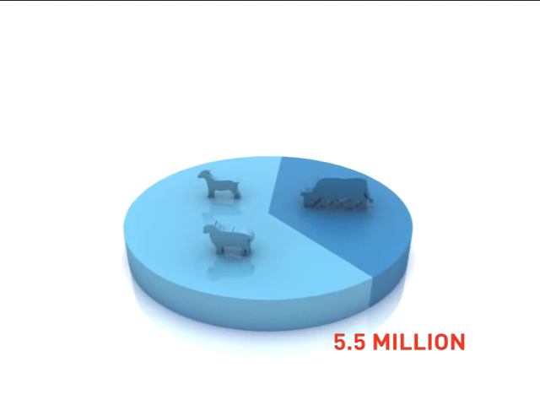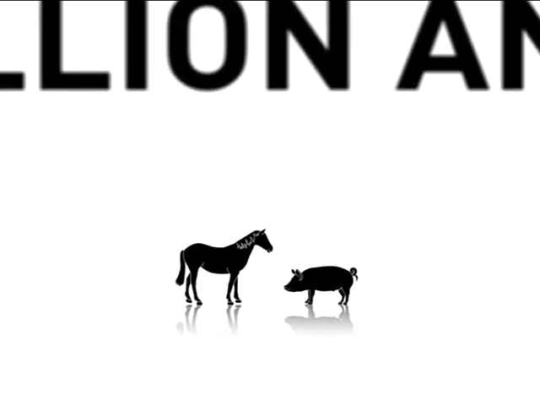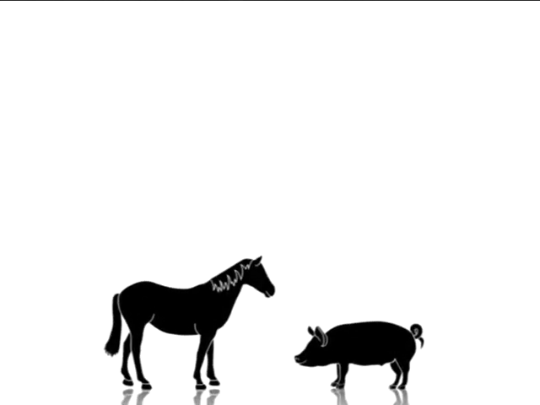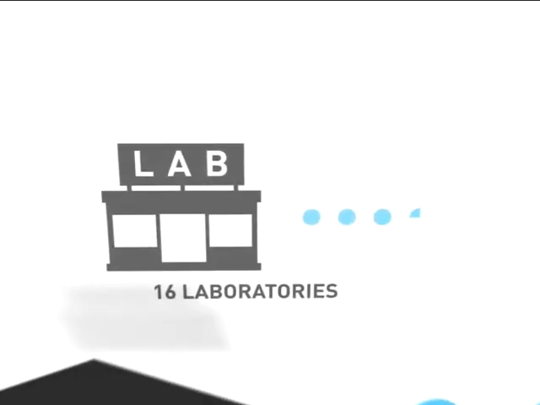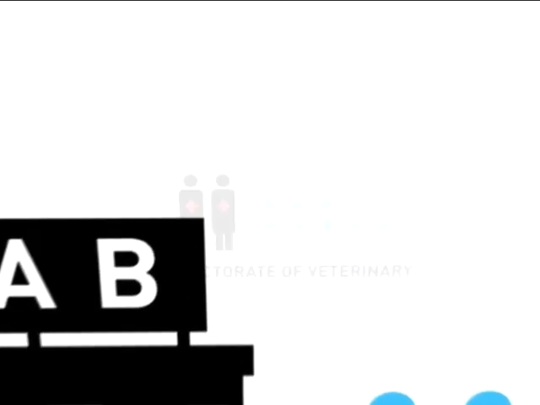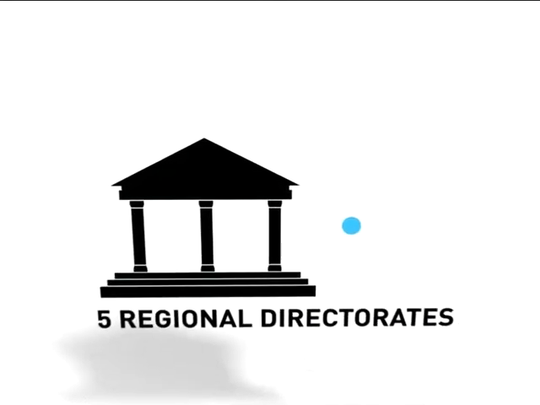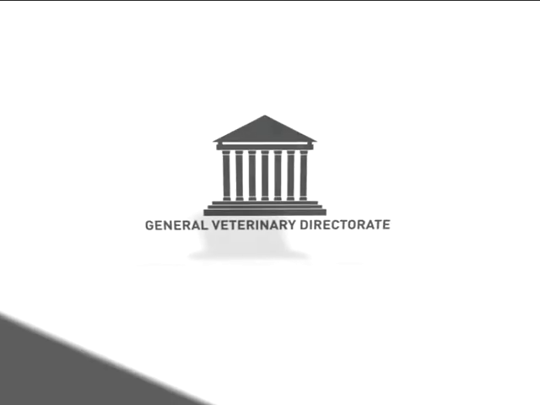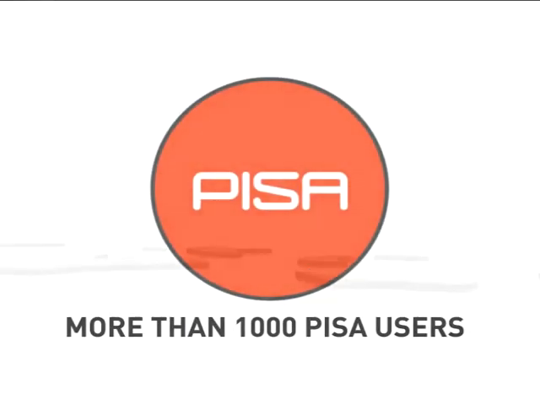In Portugal, the system integrates a total of 5.5 million effective cow, goat and sheep breeds and an increasing record of over 17 million animals. Pigs and horses are the next species already set to be controlled by the system. PISA has over 100 producers associations, along with their respective veterinary brigades, 16 laboratories, independent and official, 41 directorates of veterinary intervention, 5 regional directorates of veterinary services, and the main coordinating entity, the General Veterinary Directorate. These entities total more than 1,000 PISA users.